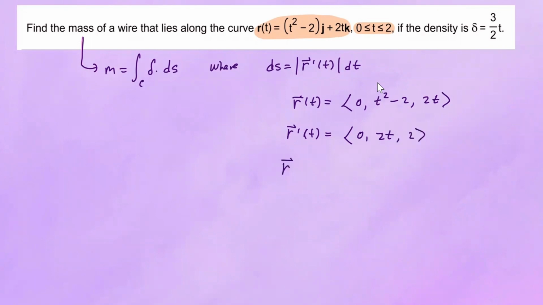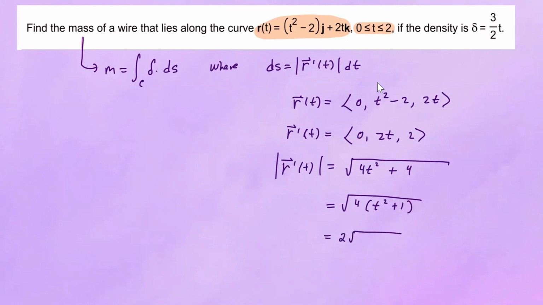And now we take the magnitude of the derivative, that's the square root of each component squared, added up. So 0 squared is 0, 2t squared is 4t squared, plus 2 squared, that's 4. Here you can play around with this a little bit. So you have the square root of 4 times t squared plus 1. And then we can simplify. This is 2 times the square root of t squared plus 1.